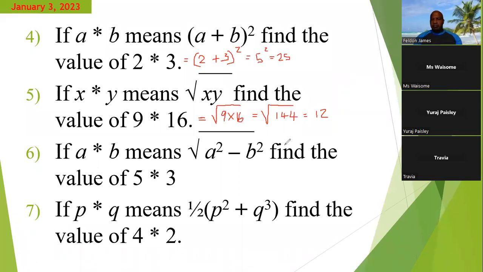Just bearing in mind that you could find the square root of 9, then times the square root of 16. The square root of 9 would give you 3, and the square root of 16 would give you 4. So you would have 3 times 4, which is the same as 12. So just bear in mind that you can approach it that way too.